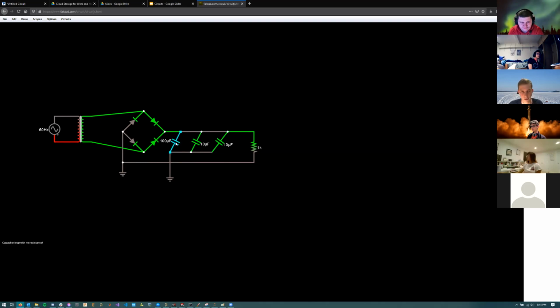Doing a capacitor loop with no resistance. These are ideal capacitors, so we might have to add resistors in between all of these. Anyways, we can just skip that and demonstrate this by increasing the capacitance even further.